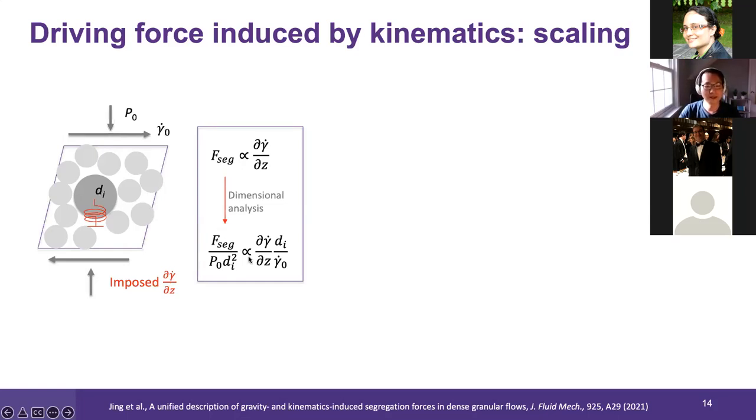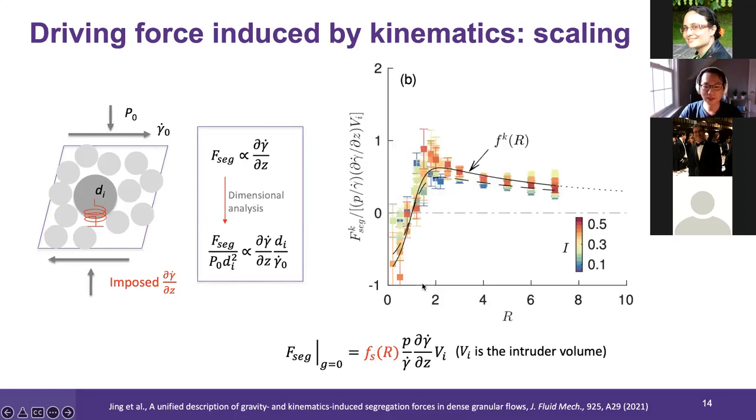And we can write down this scaling for the force and the shear rate gradient. We come up with this force model that the segregation force induced by shear gradient is something like this. And then we have a prefactor Fs that's also a function of the size ratio. And this curve looks qualitatively like the one for the gravity term, but you will see this goes from negative cross 0 to positive. That's a major difference. And also this is not very sensitive to inertia number as the other case.